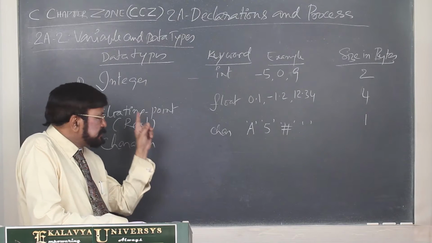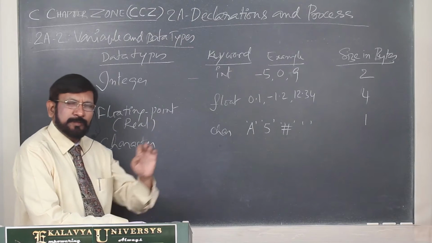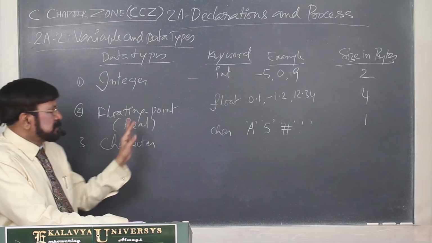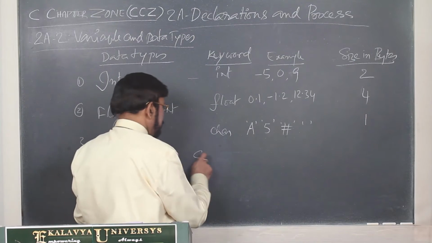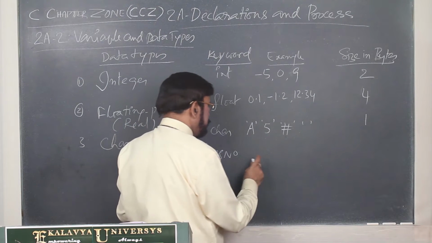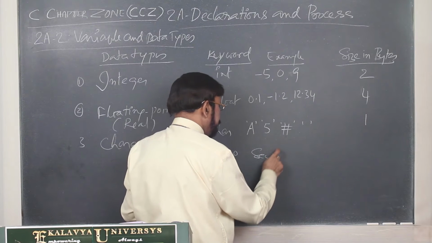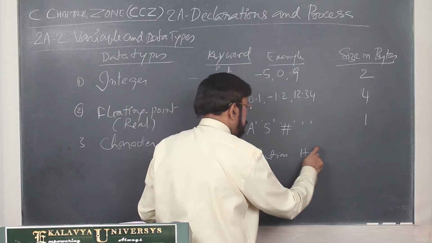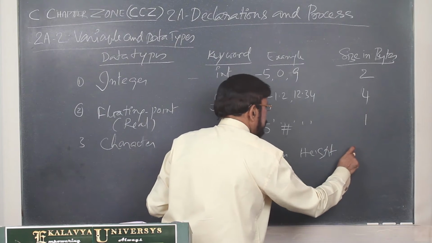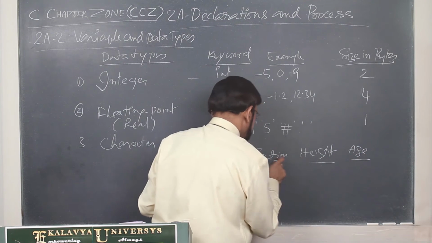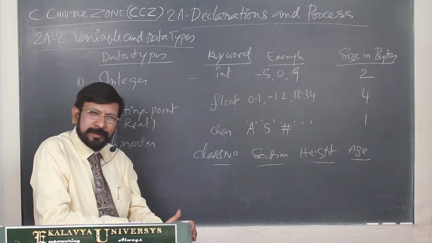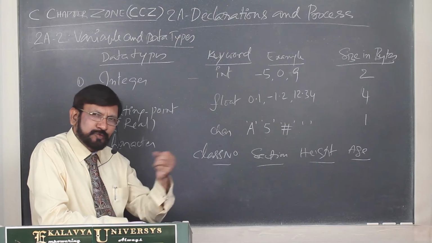That's why we are focusing on data type. Suppose I am talking about your class number, your section, your height, and your age. Four data items I have taken. Now for these variables you have to declare them. Before that you have to choose the data type.